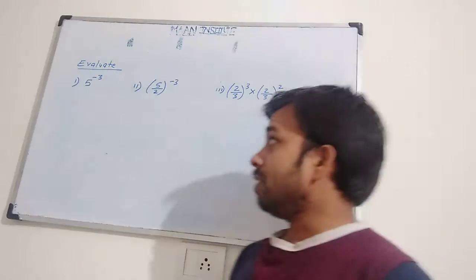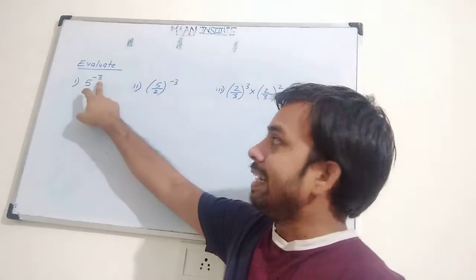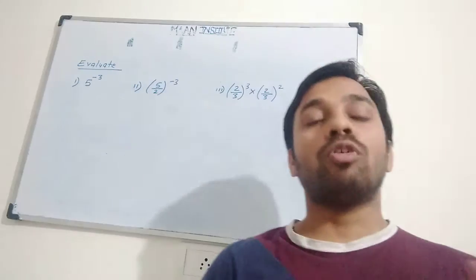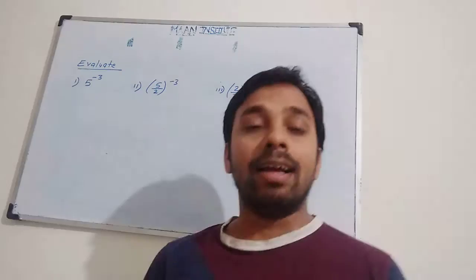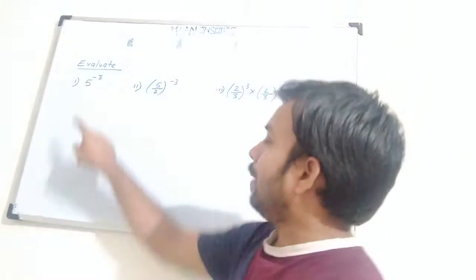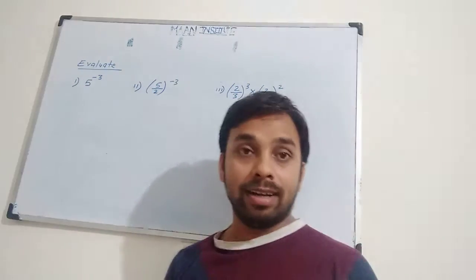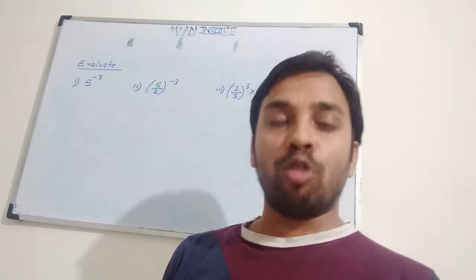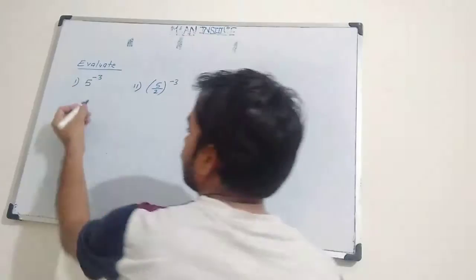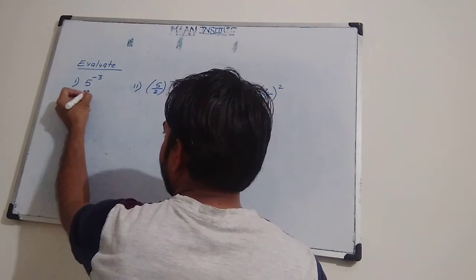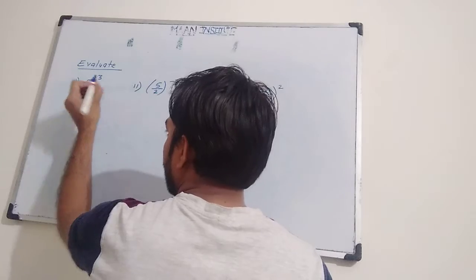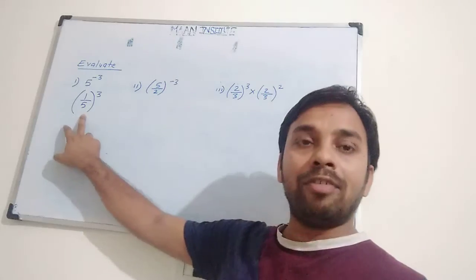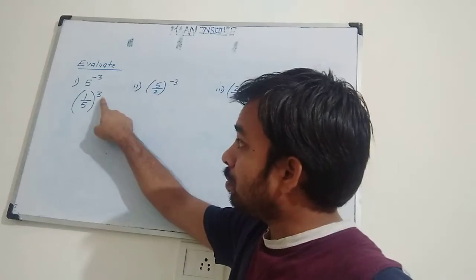Okay, so we have seen that whenever the power, or exponent, is negative, we will just take the reciprocal of the base. So what is the base here? The base is 5. So the reciprocal of 5 is what? 1 by 5. Look here, 1 by 5, and the power becomes positive. I have already told you. I have written the reciprocal of 5, which is 1 by 5, and the power becomes 3.